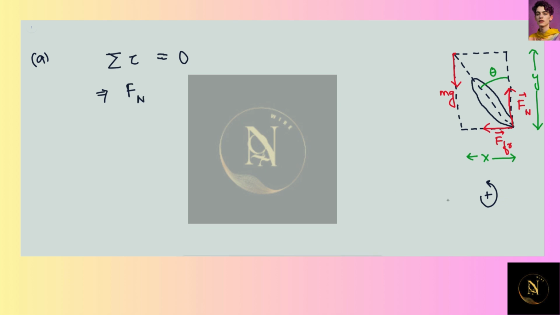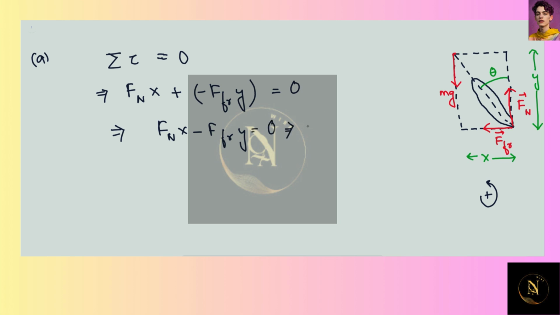If we take counterclockwise to be positive, Fn times x is the positive torque because it's anticlockwise, and we have another torque due to F friction, which is F friction times the perpendicular distance y, and this torque is clockwise, so it should be negative, and the sum is 0. So we have Fn x minus F friction y equal to 0.